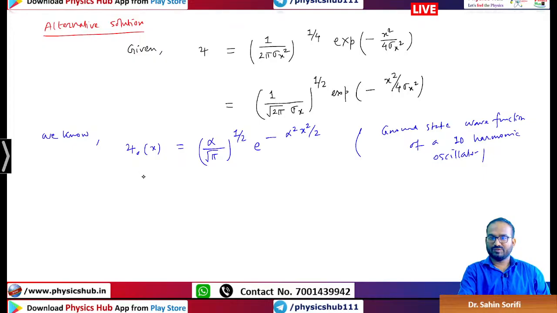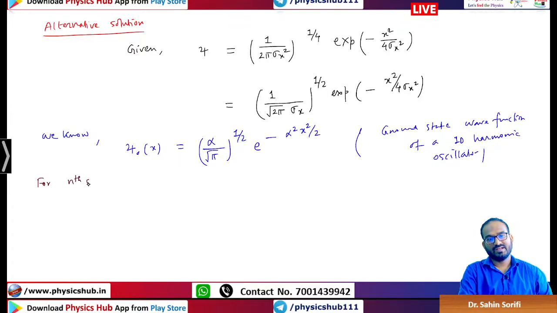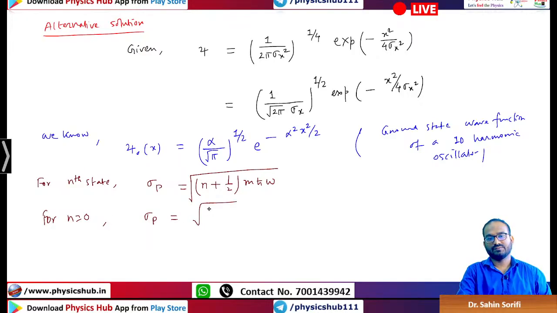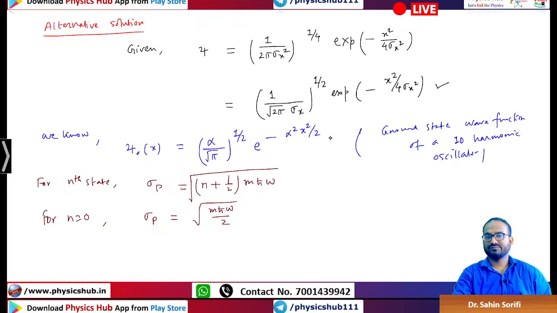And for this one-dimensional harmonic oscillator, what do we know? Look, in general, for nth state, we have calculated the spread in momentum. If you remember, we calculated square root of n plus half times m h cut omega. Do you remember this result for nth state? So for n equals to 0, ground state, sigma p is equals to square root of m h cut omega by 2, right? So for n is equals to 0, we get this one, and this wave function and this wave function are looking similar. So obviously the spread will be same for both of them.